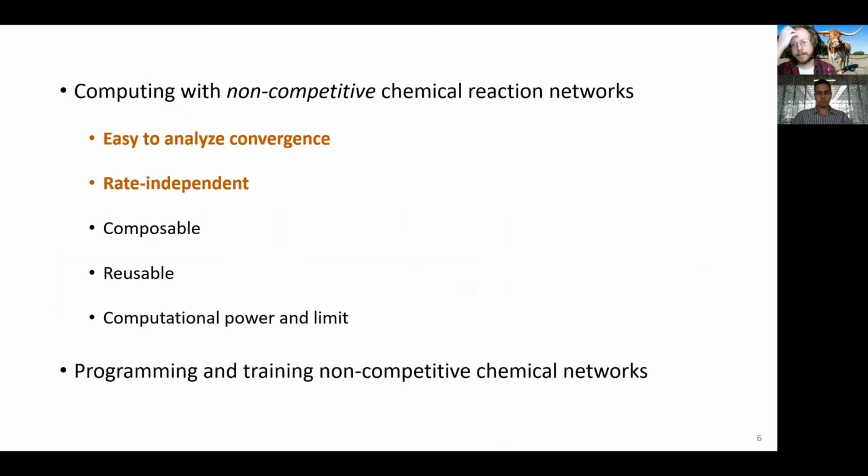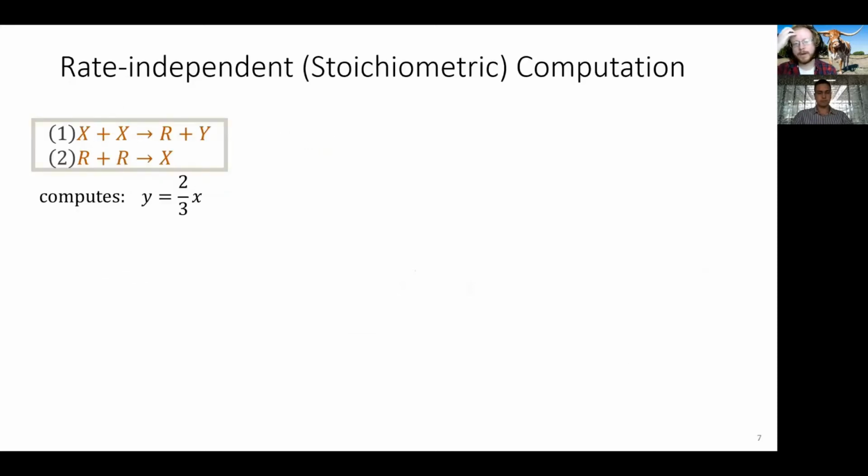So now that we understand what non-competitive chemical reaction networks are, I'd like to talk about some of the nice properties. First, I'll talk about two connected concepts, which are the easy-to-analyze convergence of these networks and the rate independence of the networks. So what do I mean by rate independence? First we'll look at this non-competitive example network. I claim that it computes y equals 2/3 x. So the equilibrium concentration of y will be 2/3 of the initial concentration of x.